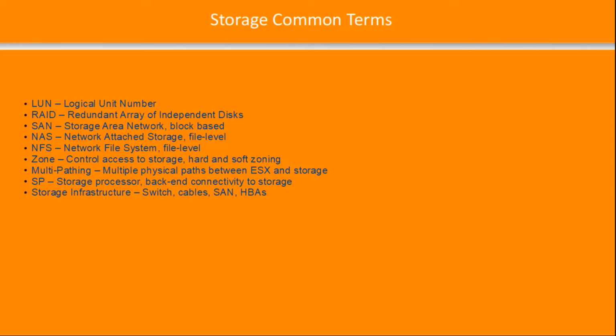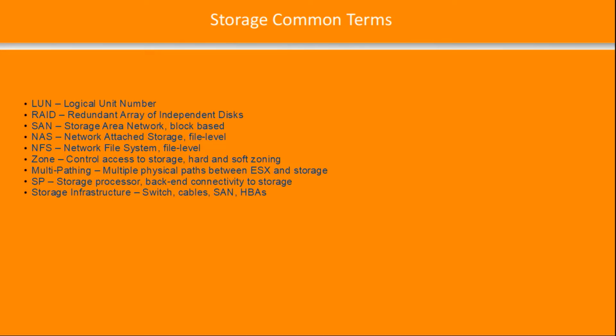LUN is a logical unit number composed of the backend raw disks and presented to iSCSI as a raw disk. RAID is a redundant array of independent disks and a way to combine different disks to provide performance and resiliency in the event of a disk failure.